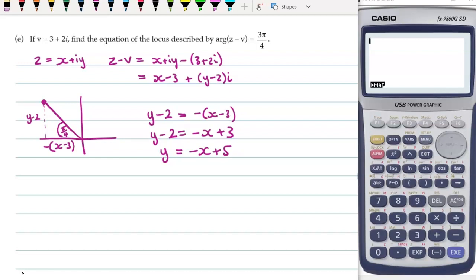So any point that is on this line here is going to satisfy this situation that we had in the question.